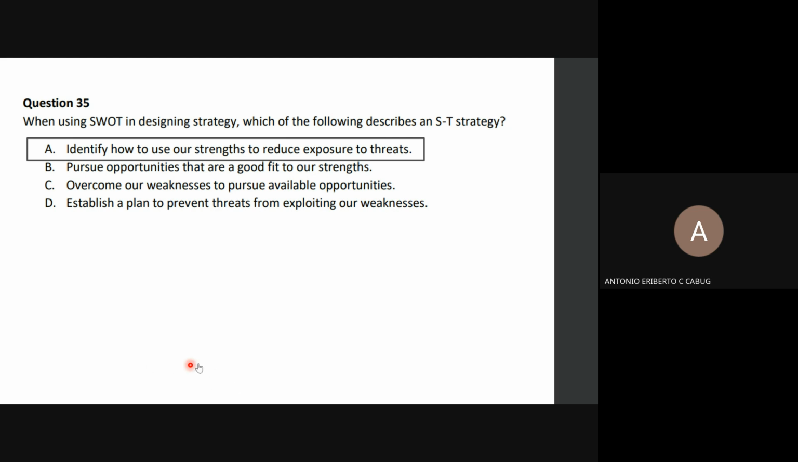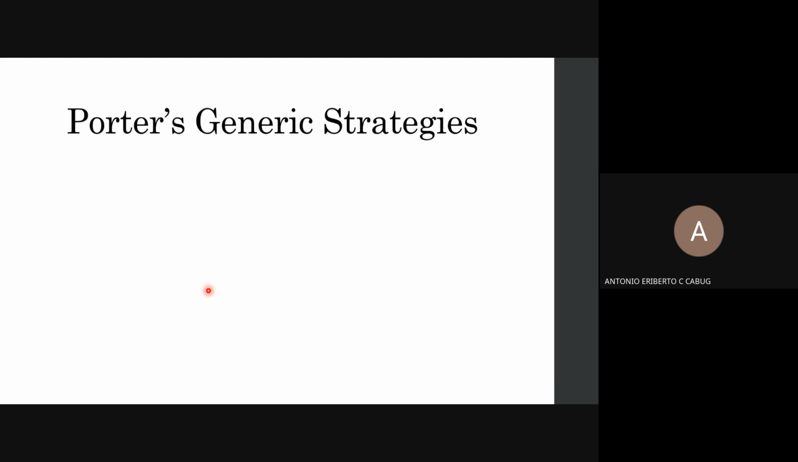When using SWOT in designing strategy, which of the following describes an ST strategy? We're already done with this, no? So let's now go to Porter's generic strategies. Let's now proceed to Porter's generic strategies.